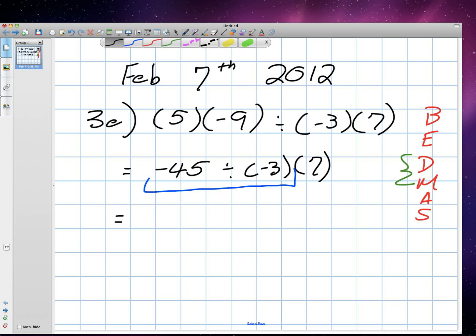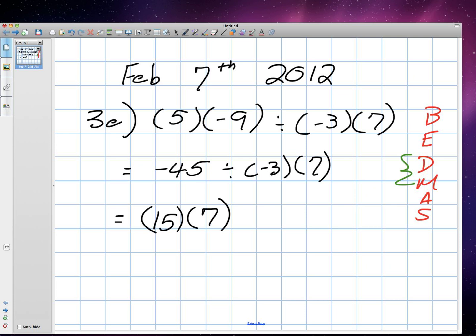So negative 45 divided by negative 3 is 15. Oh, that makes more sense. No, that doesn't end up in our order. Division and multiplication are at the same level, so we deal with what comes first in terms of left to right. So we deal with the division first.